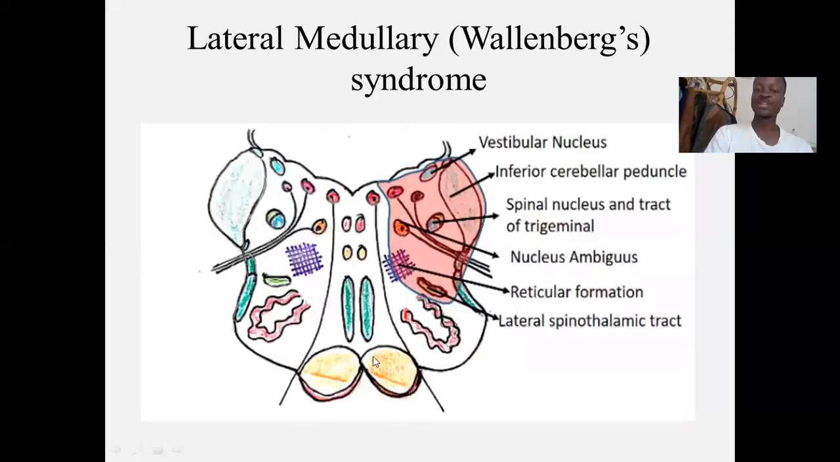Then if it's a lateral medullary syndrome, commonly known as Wallenberg syndrome, different from the Waardenburg syndrome, that is an embryological defect due to neurocranial defects, you're going to affect the more lateral structures of the medulla. And notice you're going to take out the spinal nucleus and tract of the trigeminal nerve. You're going to lose the nucleus ambiguus. You're going to affect parts of the reticular formation as well as the lateral spinothalamic tract.